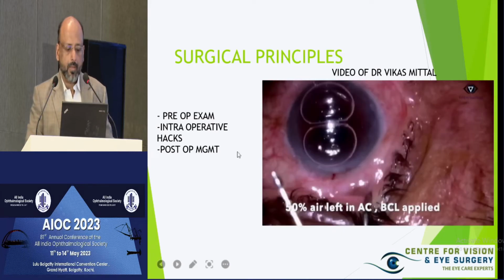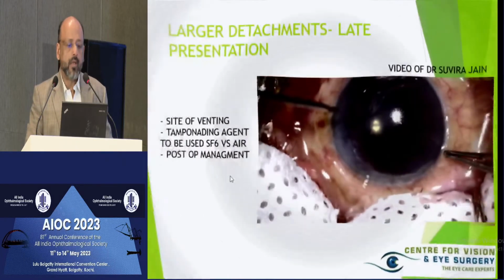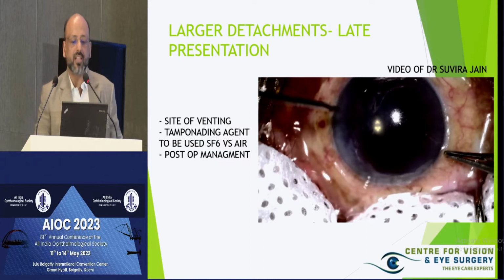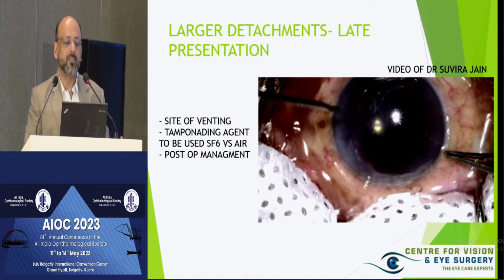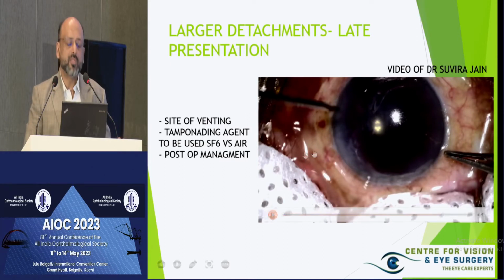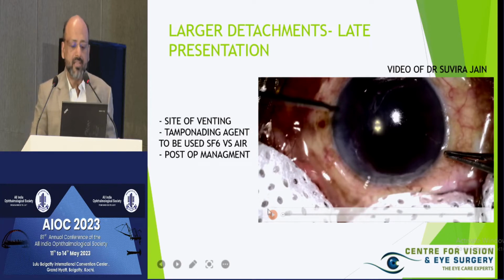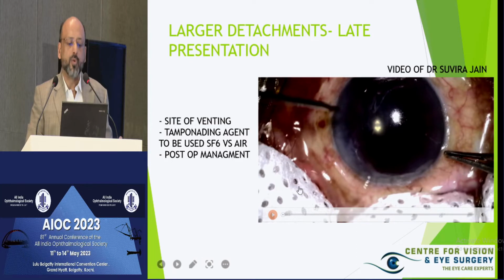Now, when you have large onset detachments, larger detachments with late presentation, you can do something called venting. And this is important because this releases the amount of fluid in the interface. You can use SF6 or air, and of course the post-op management is quite similar.